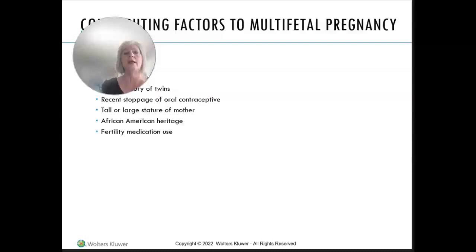Okay. So what are some things that can cause multifetal pregnancies? Well, one is if you have a family history of twins. We know that some women, when they ovulate, release 2 eggs at a time. Maybe their right and their left ovulate at the same time, so they can get 2 that are fertilized. Maybe they've just stopped oral contraceptives, and their body's like, ooh, we got something new here. We're going to produce a lot of eggs. Maybe a mom is taller in stature, of African American heritage, or has had fertility treatment. We know that those are all going to increase the potential to have more than one baby.